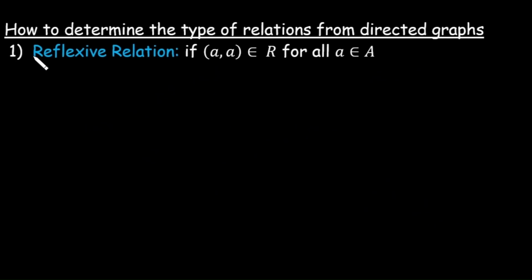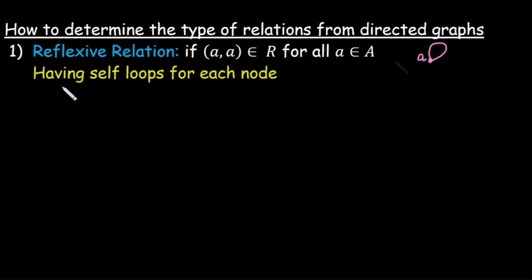Now with the help of a directed graph, we can identify the type of relation. Suppose we need to identify the reflexive relation, whether the given directed graph represents a reflexive relation or not. Reflexive relation means every element is related to itself. Every element is related to itself means there is an edge that starts and ends at the same point. According to this, we can say that having self loops at each node indicates that the relation is reflexive.